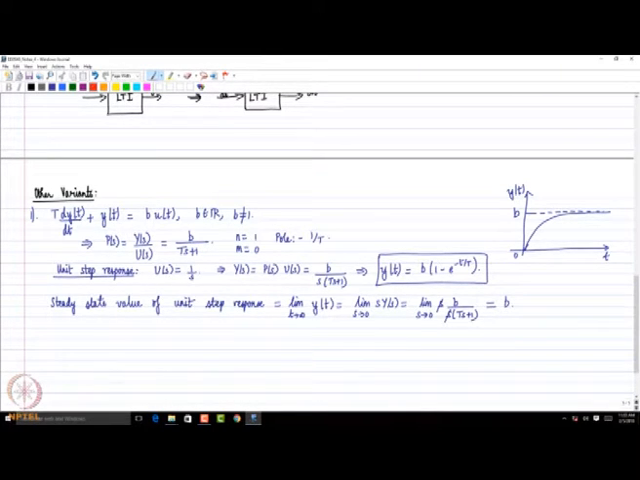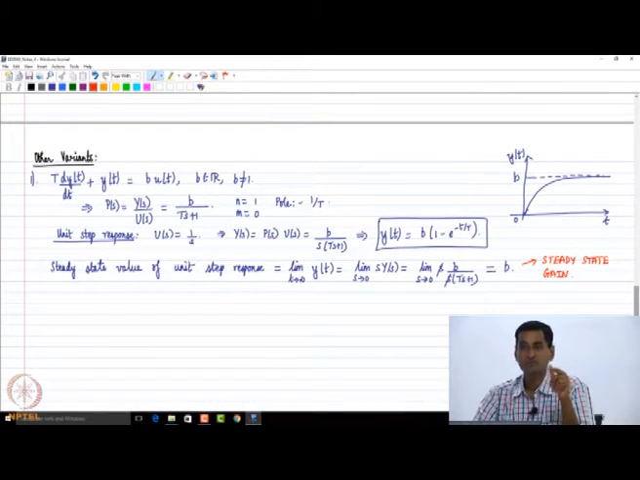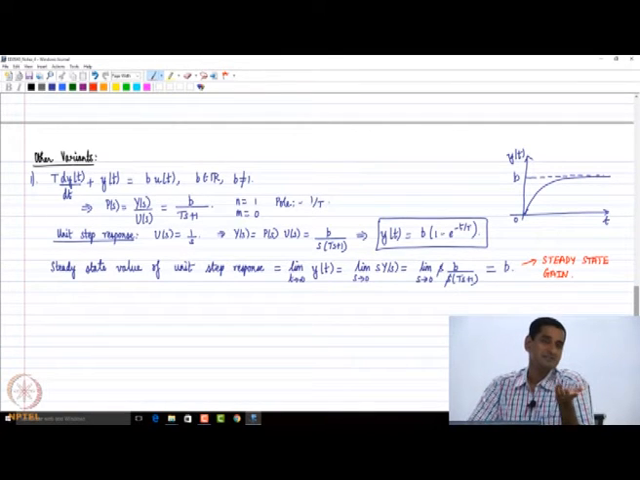So this b, for that reason, is what is called the steady state gain. It is the value we reach at steady state. Steady state means t tending to infinity, the value to which the unit step response will go. In the previous variant of the first order system, we implicitly assumed that the steady state gain was unity, but it need not be. You can have steady state gains not being 1. That's perfectly fine, but everything else remains the same.